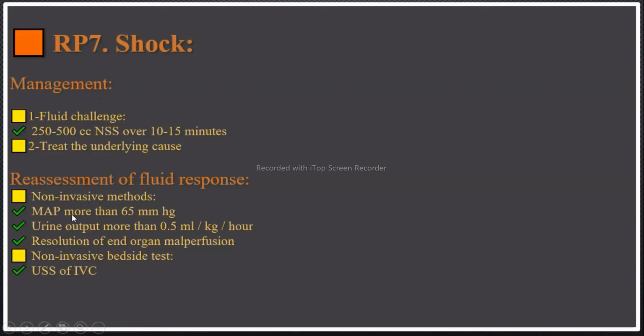Non-invasive: you will check blood pressure after 15 minutes. Urine output should be 0.5 ml per kilogram per hour. Resolution of end organ malperfusion. For example, before fluid the patient has a heart rate of 170, and after fluid his heart rate is 120. So he is improving.